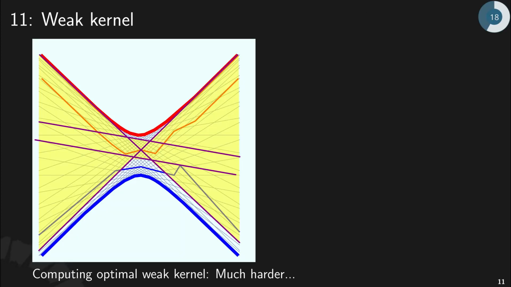Okay, now it turns out that the original paper in fact defined a different kernel.